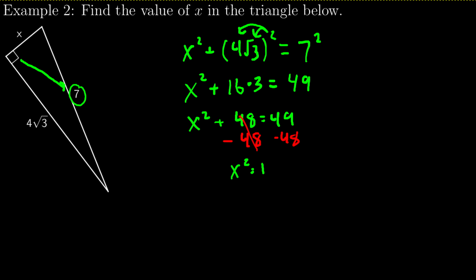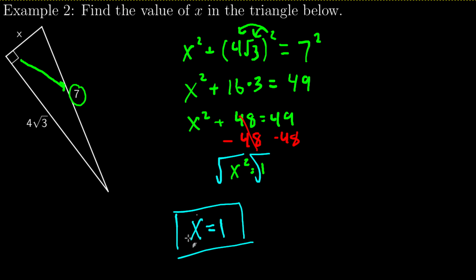Now I'll take the square root. I want to try to find both answers. In this case, the square root of 1 is just 1. So this is the exact solution, and I don't need a rounded solution because I already have the exact solution.